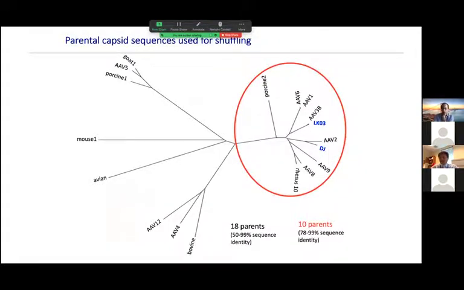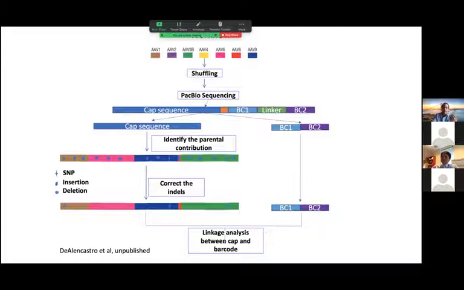But Katja Purkin in the lab actually made more complex libraries through this DNA shuffling. And she made 2 different libraries, starting with capsids that had either 10 or 18 parents. And this is kind of the way we do things now: we take our shuffling library and we do both DNA sequence, we put a DNA barcode in.